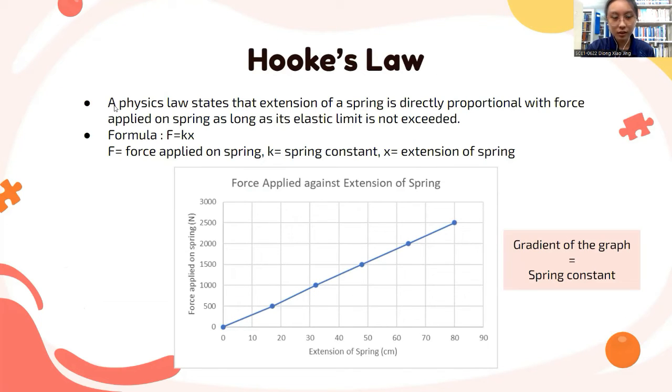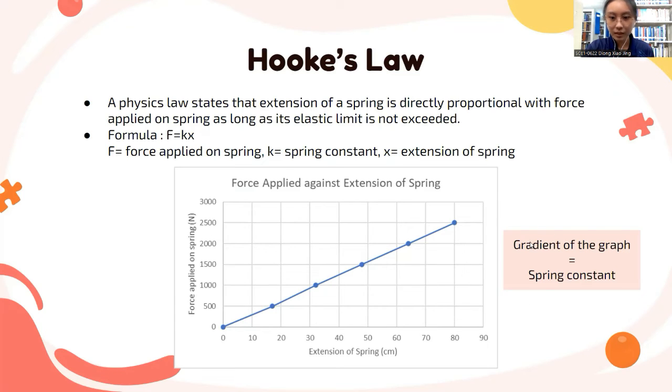According to Hooke's law, what is Hooke's law? Hooke's law is a physics law stating that the extension of a spring is directly proportional to the force applied on the spring, as long as its elastic limit is not exceeded. We can calculate Hooke's law by this formula: F = Kx, where F represents the force applied on the spring, K represents the spring constant, and x represents the extension of the spring.